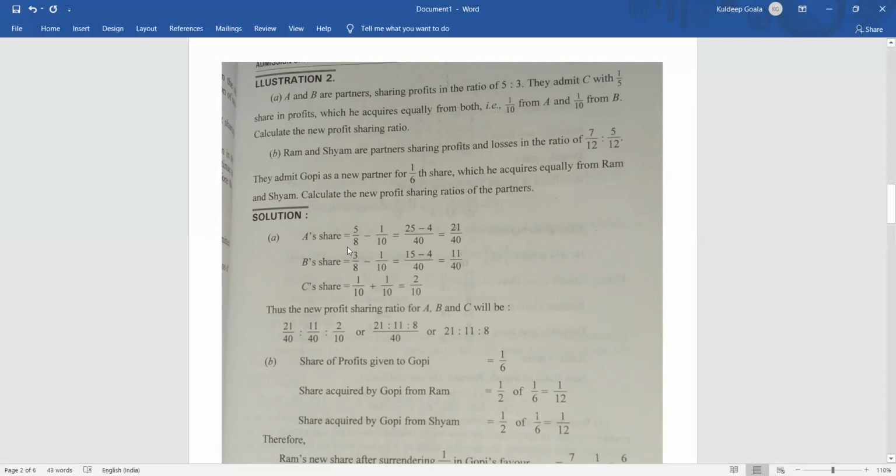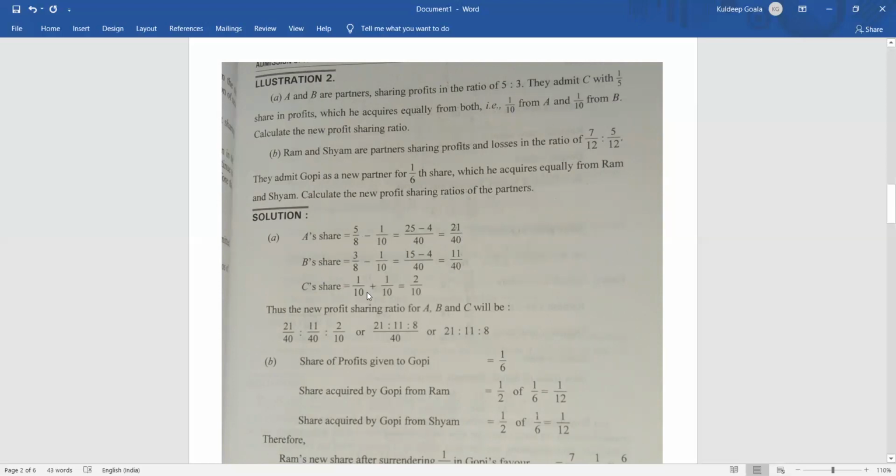So for A, what you will do, 5 by 8 minus, how much you are going to subtract from 5 by 8? It is 5:3, right? So from 5 by 8 you are going to subtract 1 by 10 for A. And in the same case for B, from 3 by 8, how much will you subtract? 1 by 10. So in the same way, A's share equals 5 by 8 minus 1 by 10, it is coming 21 by 40. And B, it is coming 3 by 8 minus 1 by 10, the answer is 11 by 40.